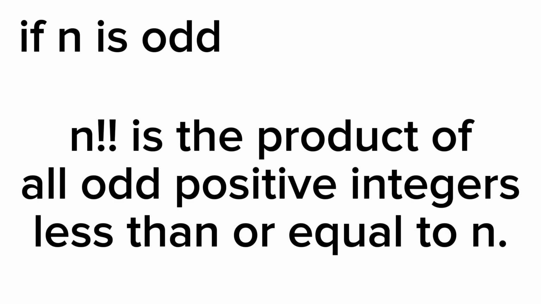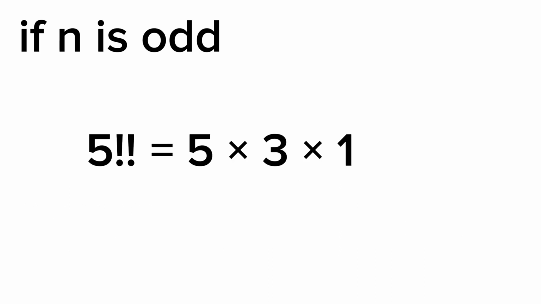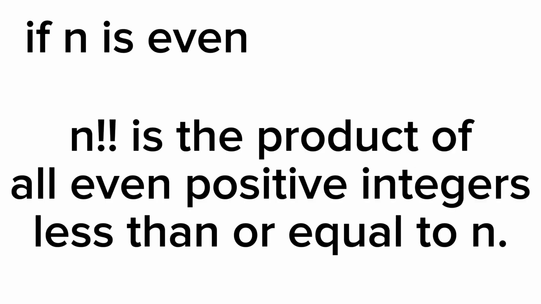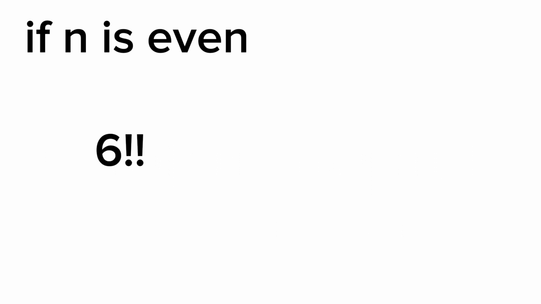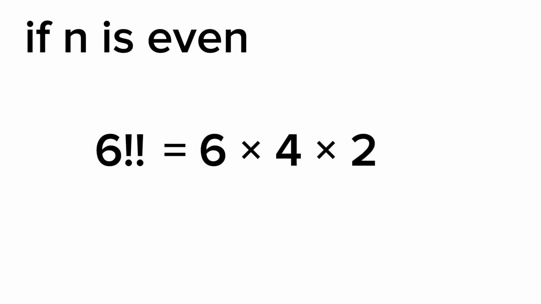It means if n is odd, n double factorial is the product of all the odd positive integers less than or equal to n. Example, 5 double factorial is 5 times 3 times 1, which is 15. And if n is even, n double factorial is the product of all the even positive integers less than or equal to n. 6 double factorial is 6 times 4 times 2, which is 48.